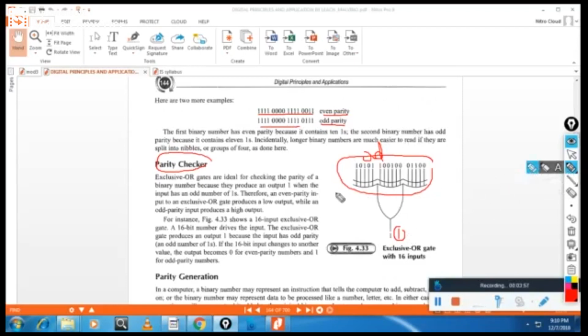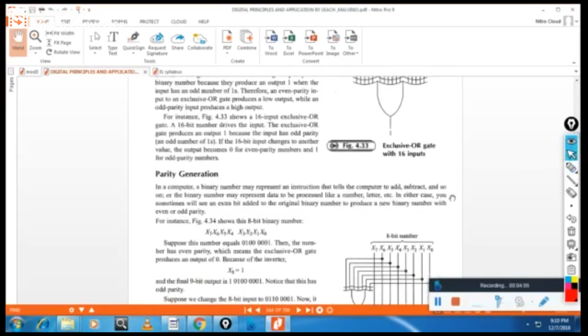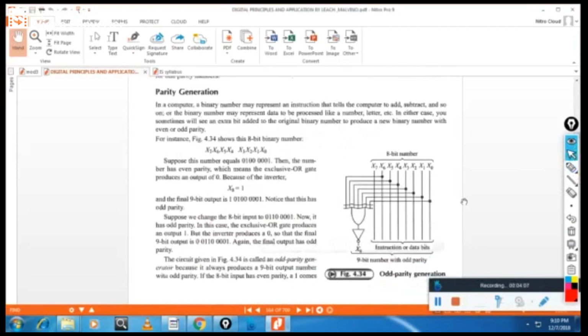So now we'll proceed to the parity generator. The parity generator circuit diagram you can see here. Here you can see 8 bits are there, x0 to x7, all are connected to an exclusive OR gate.